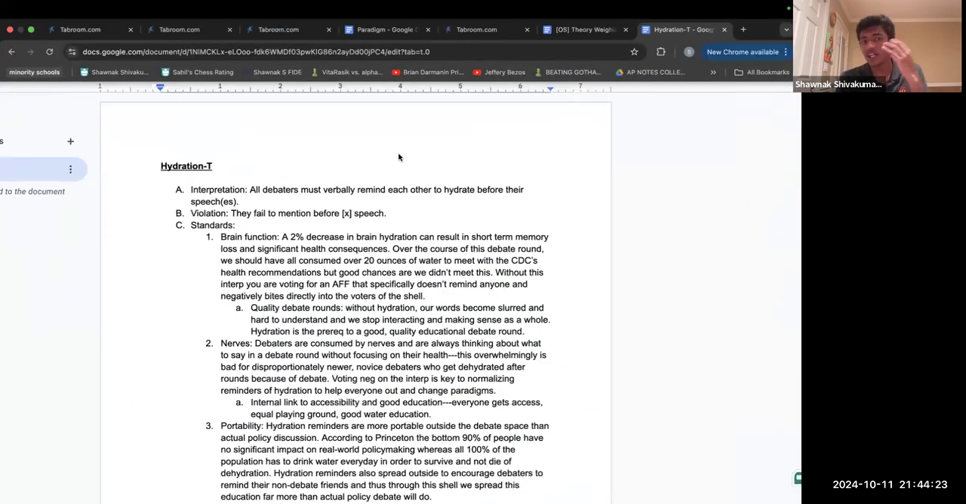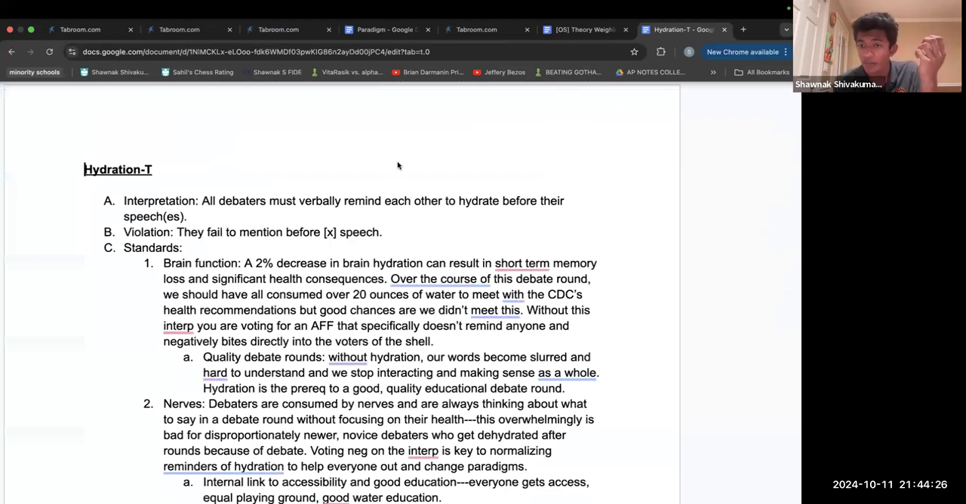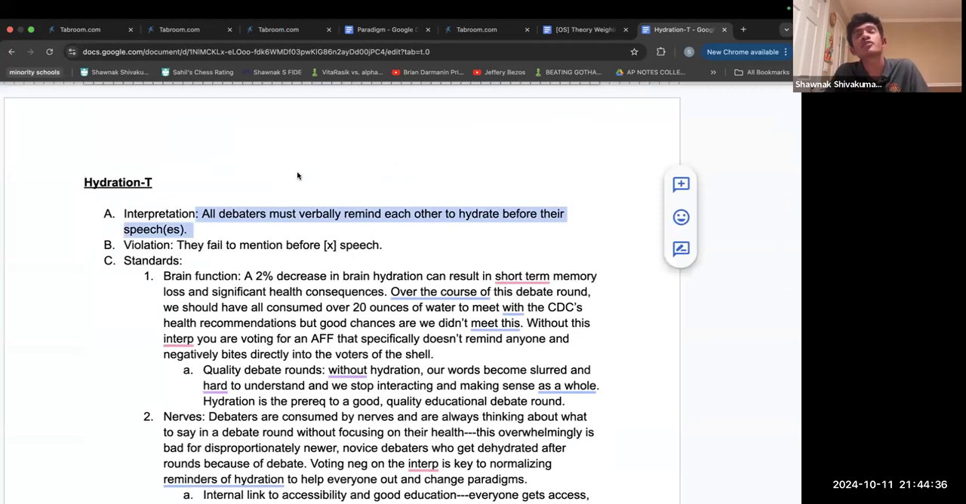So here is a theory shell that I wrote that I've run in probably 7 rounds, being 7 for 7. The interp is that all debaters must verbally remind each other to hydrate before their speeches. Let's say we're in a debate round, and I say, before I begin my speech, I'd just like to remind everyone to hydrate. Water is very good for you. Water is nutritious. Drink water. And then I'll begin my speech.